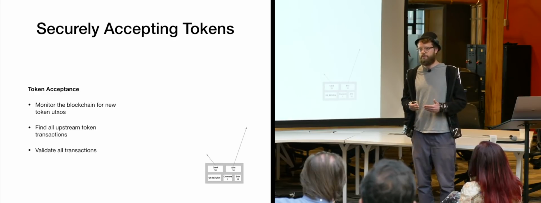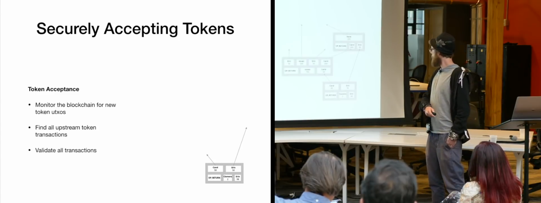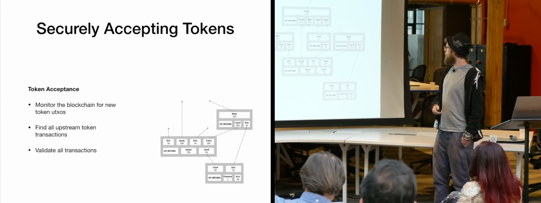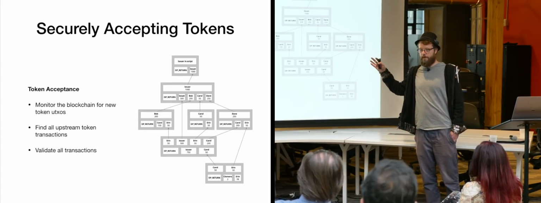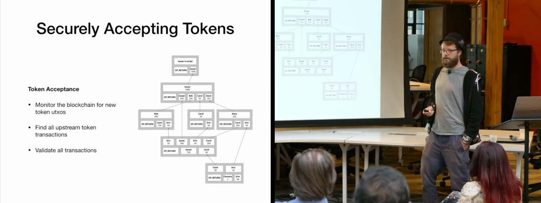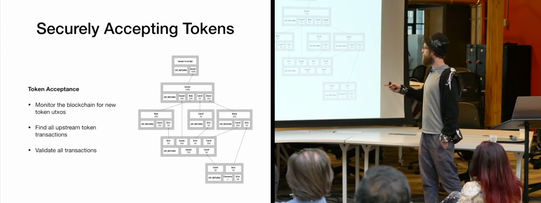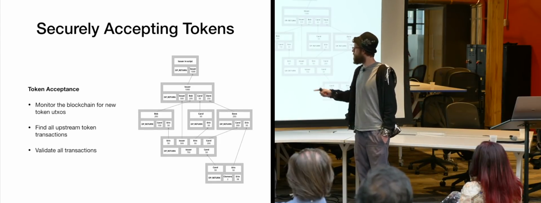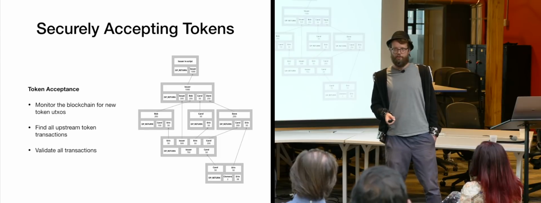Every time this token has changed hands, I must make sure that everything was fine. So what I do is query the blockchain, and I find all upstream Bitcoin transactions, all the token-bearing ones, until I finally hit the token issuance transaction that I explained in step number one. Okay, and then once I've completed step number two here, now I can start to check whether this is a valid token or not.